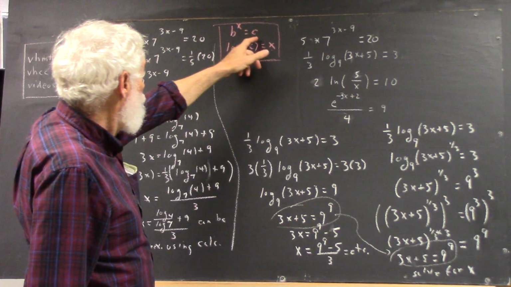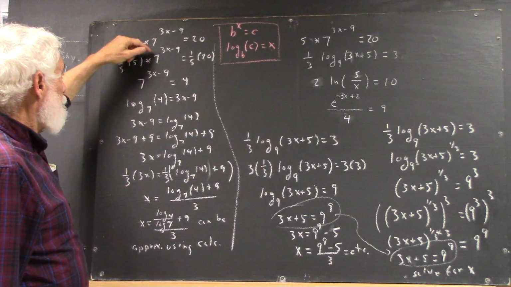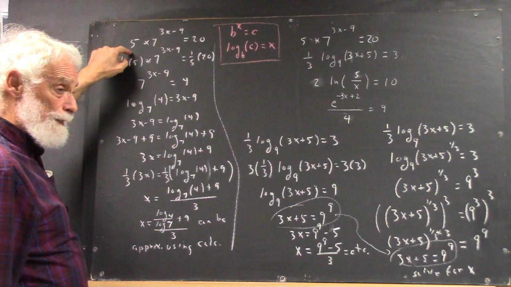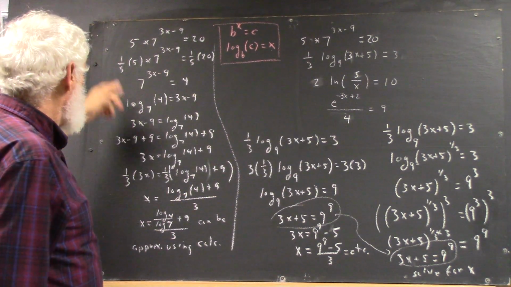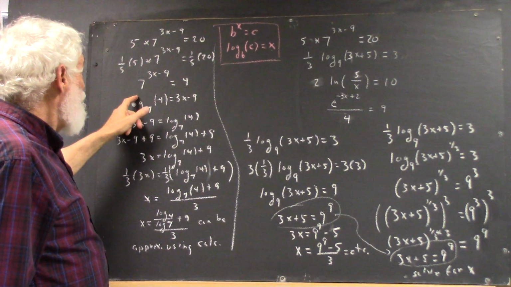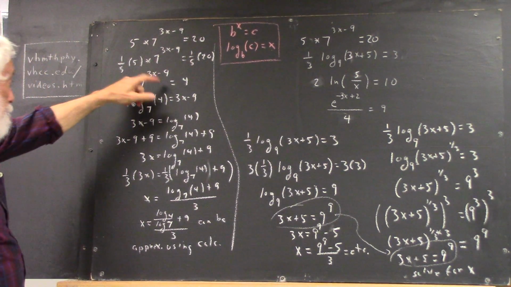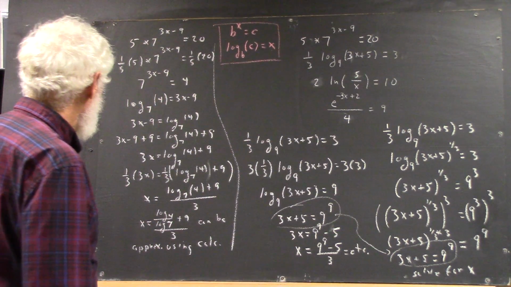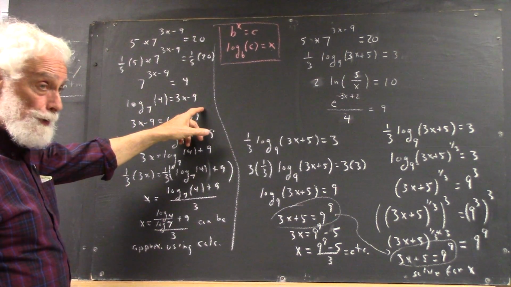It's kind of in a form like this, but it's got that 5 in front of it. So it's got to be something to a power equal to something else, but you've got a 5. What are you going to do with that? Well, we can divide both sides by 5, and now it is in this form. Now that it's in this form, we can convert it to logarithmic form. We get log base 7 of 4 equals 3x minus 9.